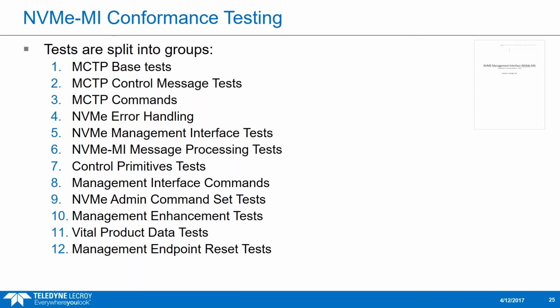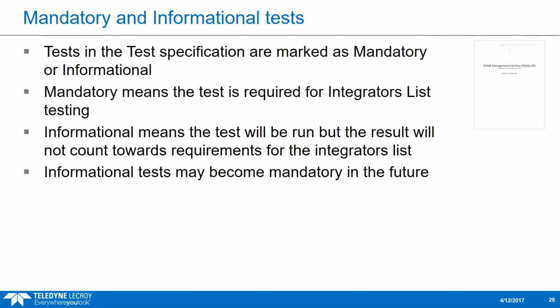So there are 12 different groups of tests within this test specification. The first 3 are on MCTP, 4, 5, 6, and 7 are on NVMe Management Interface. And then 8, 9, 10, 11, 12 are some additional areas of testing that currently will be for information only. You'll see in a moment which parts of this will actually be a mandatory test. But these groups are based on the sections of the NVMe MI specification and the MCTP base specification.